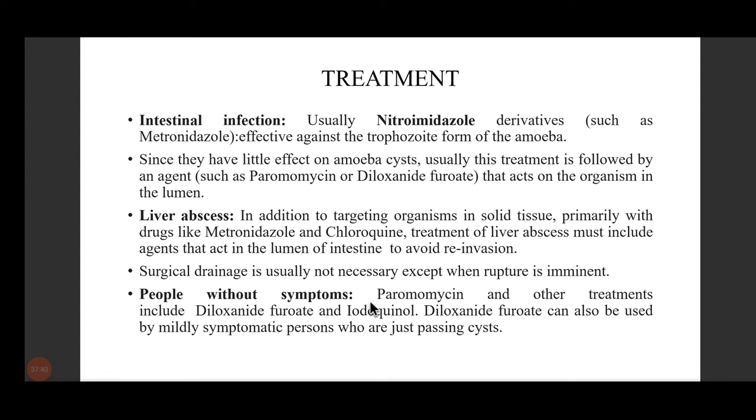Okay. Then for people without symptoms, paromomycin and other treatments such as diloxanide furoate and iodoquinol can be used. Diloxanide furoate can also be used by mildly symptomatic people who are just passing cysts. They have no symptoms, because in most cases it is asymptomatic. Only in immunosuppressed cases will you see such acute conditions, such complications. Okay.